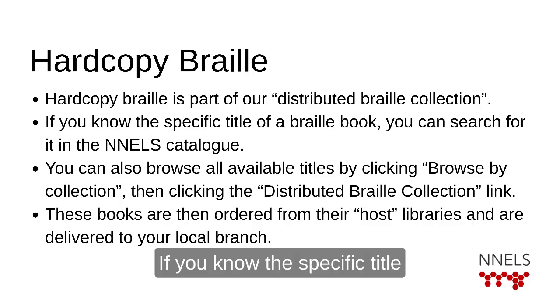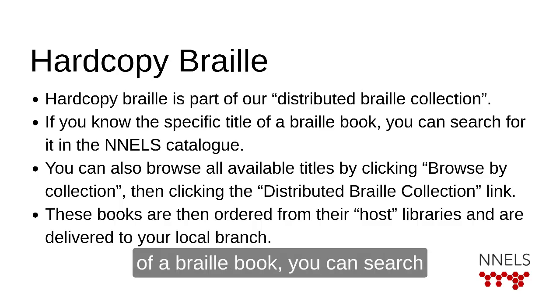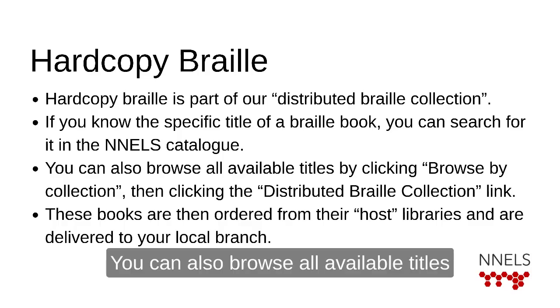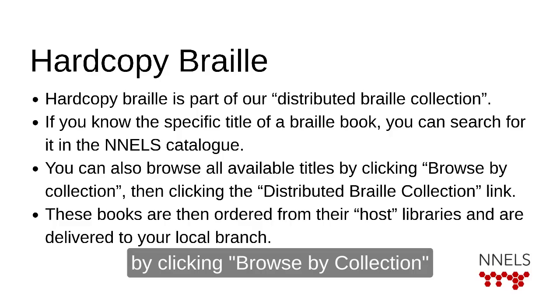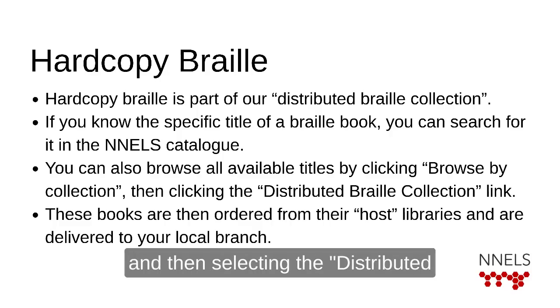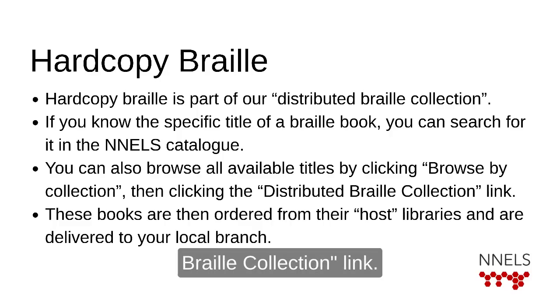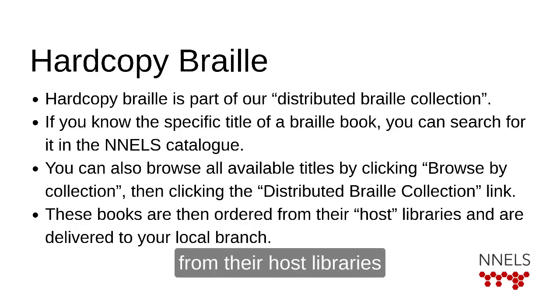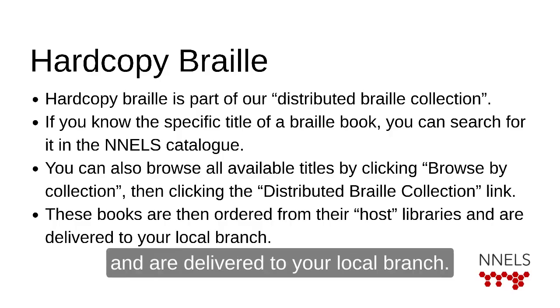If you know the specific title of a Braille book, you can search for it in the NNELS catalog. You can also browse all available titles by clicking Browse by Collection and then selecting the Distributed Braille Collection link. These books are then ordered from their host libraries and are delivered to your local branch.